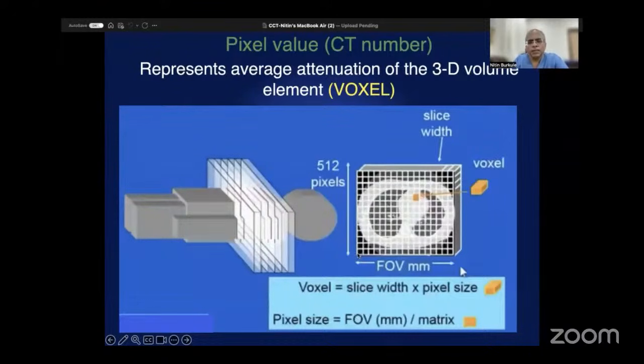Once we get the pixel size, which is a two-dimensional structure, if we multiply it by the slice thickness, we get the voxel. The voxel is a three-dimensional structure in the X, Y, and Z directions, and any X-ray attenuation in that territory is shown as the average attenuation of that voxel on a CT image.